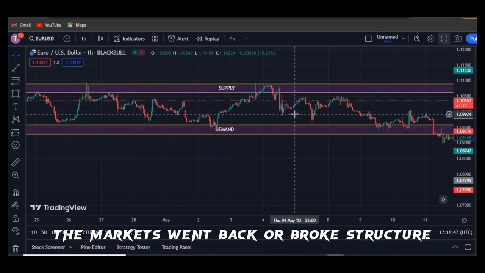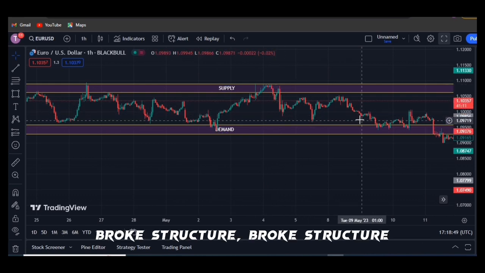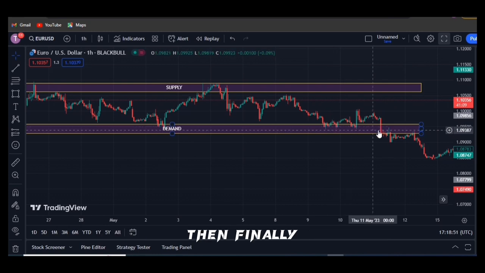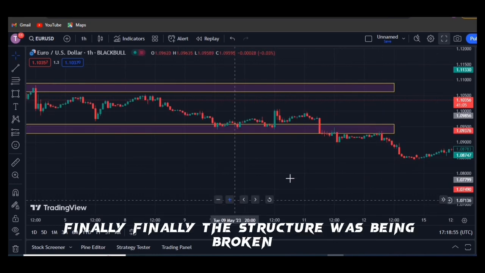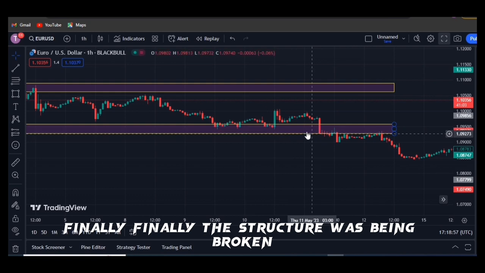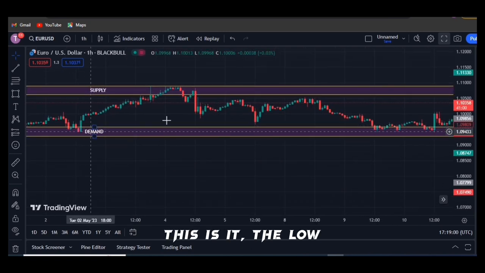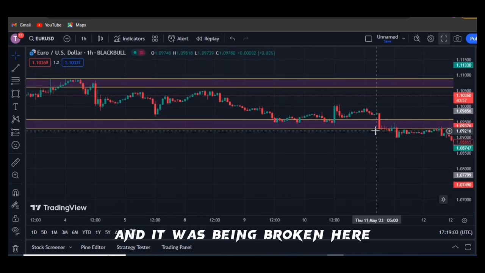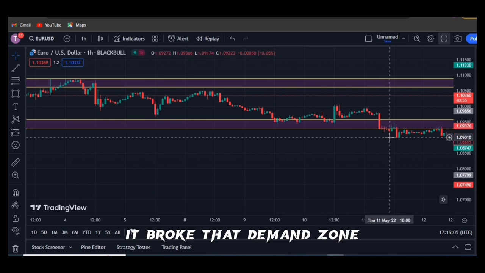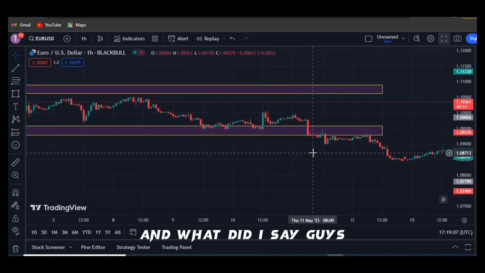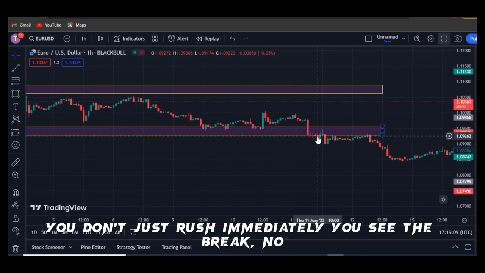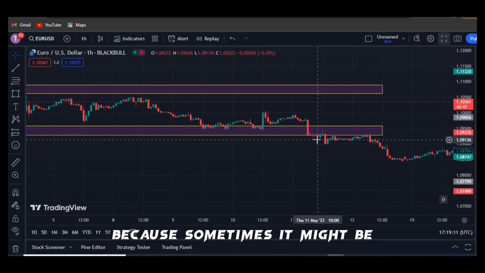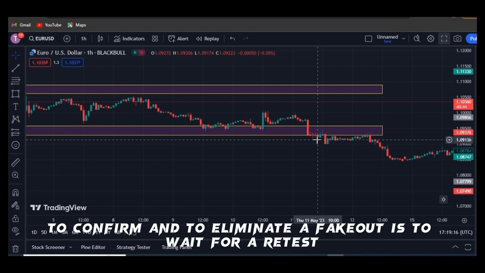Markets went back up, broke structure. This is internal structure, broke structure, okay. Then finally, what do we have here? Finally, the structure was being broken. You can see here, this is the low, and it was broken here. It broke that demand zone. And what did I say, guys? You don't just rush immediately on the break, no, because sometimes it might be a fake out. So the only way to confirm and to eliminate a fake out is to wait for a retest.